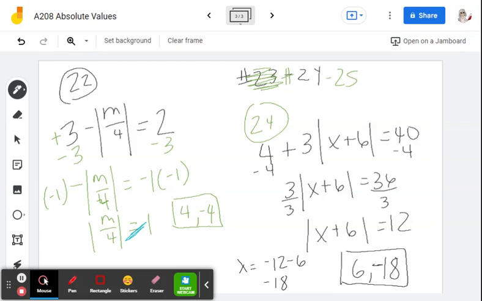25, you have to subtract 1 and then divide by 7. And then multiply because it's division.